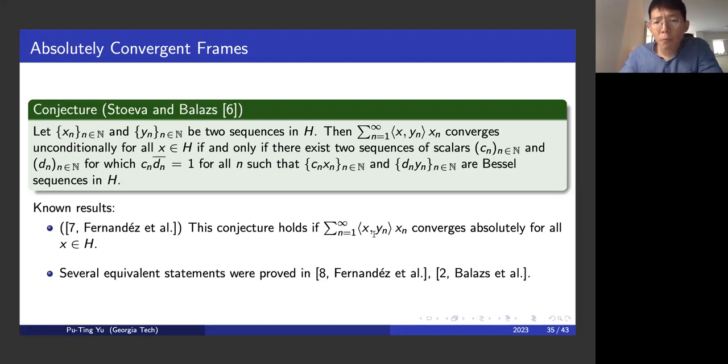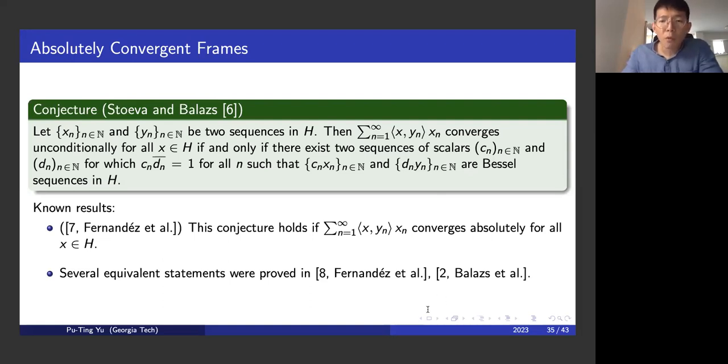So that being said, if we are able to find a frame which admits an alternative dual such that the corresponding reconstruction formula converges absolutely for all x in H, then we can use the conjecture made by Stoeva and Balazs to distinguish good and bad alternative duals. That is, to be a good alternative dual, there must exist two sequences of scalars c_n and d_n, for which c_n times conjugate of d_n equals 1, and c_n times x_n and d_n times y_n are Bessel sequences.